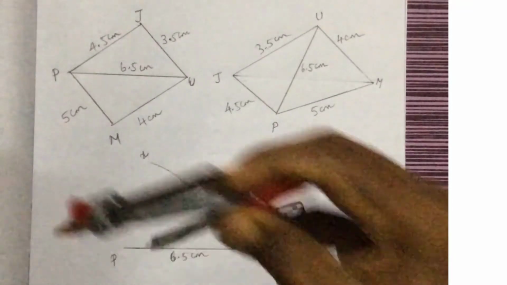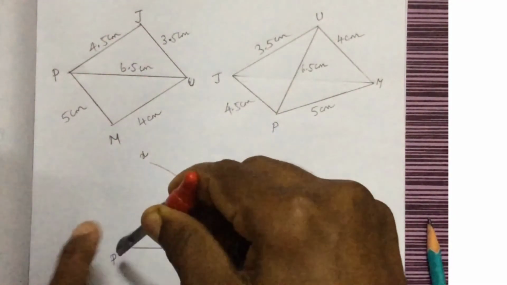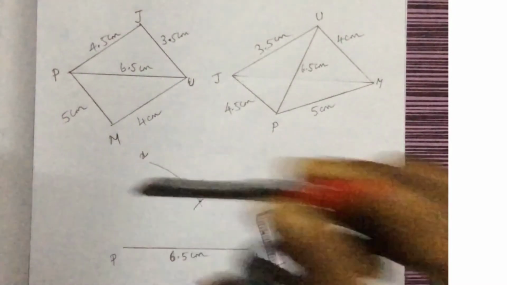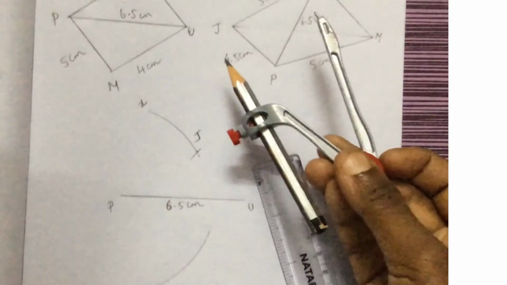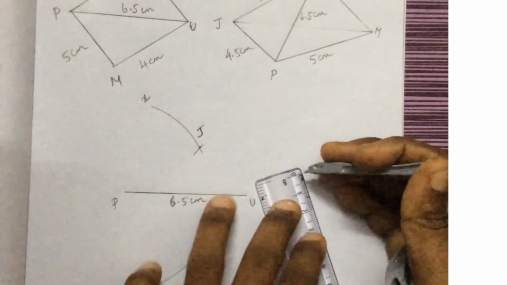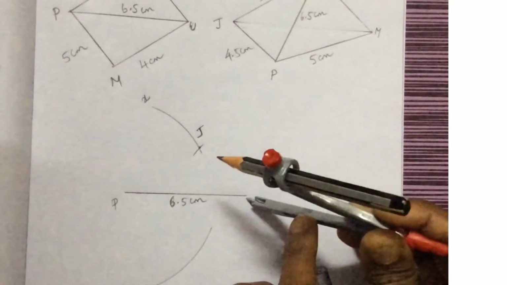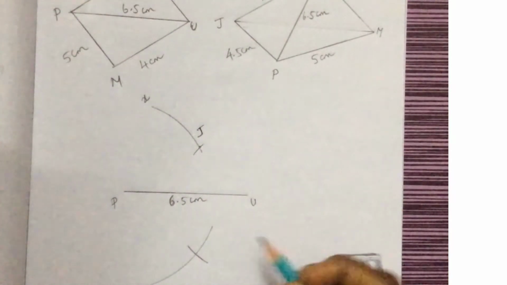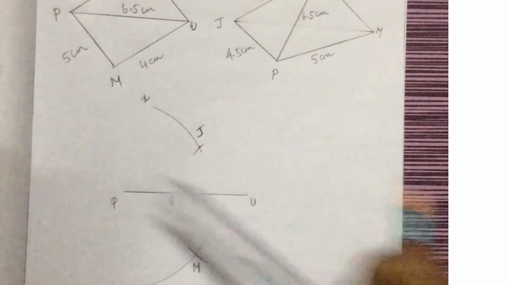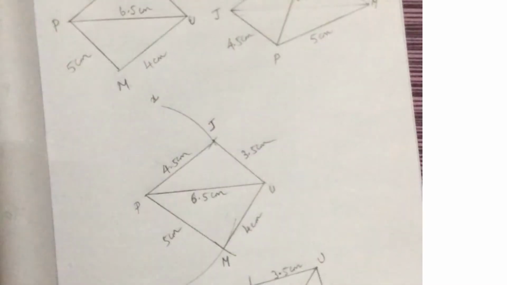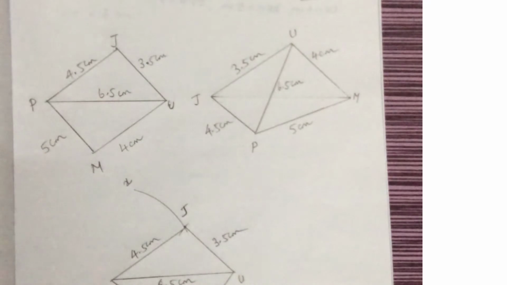Now I am going to cut from here. Now again from U I have to draw an arc of 4 centimeter. This meeting point is M. Now I am going to join these lines. So this is how it looks, and also I want to show this. If I try to draw this, how it will look.